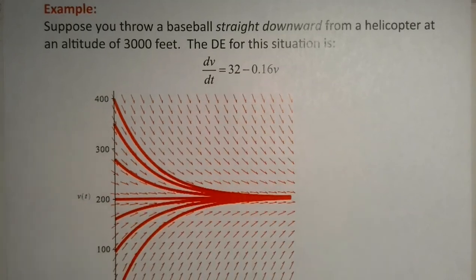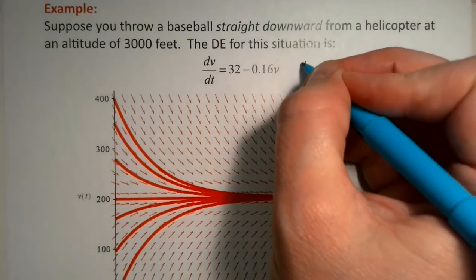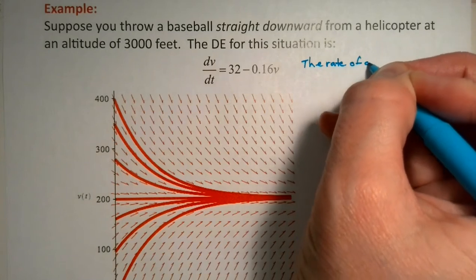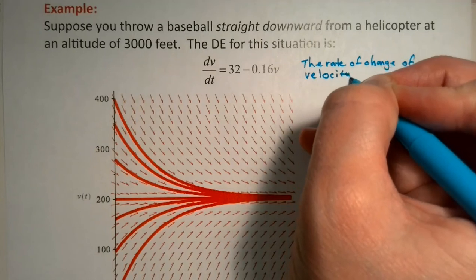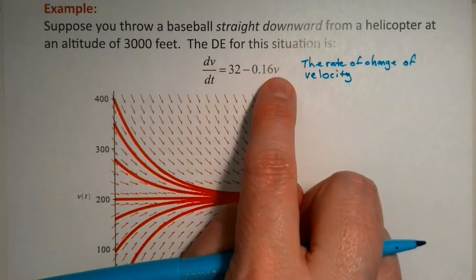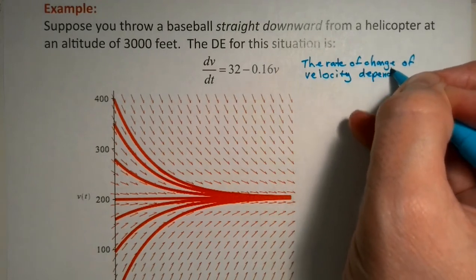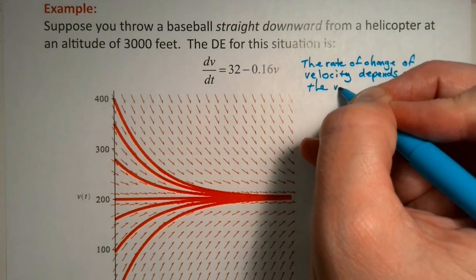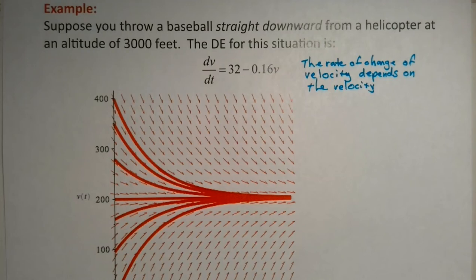And what is it saying? This is literally saying the rate of change of velocity of the baseball. And it turns out the rate of change of velocity only depends on velocity. It doesn't depend on time. It only depends on velocity. Right? So how quickly the velocity of the baseball is changing depends on how quickly the baseball is moving at any given moment.